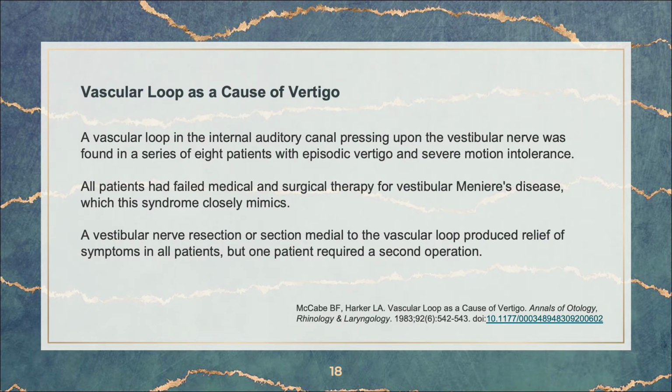More and more papers then presented case series based on their experience. 8 patients here with severe vertigo underwent surgery, including nerve resection medial to the vascular loop. Rather drastic procedure, but luckily most of the patients improved. But can we conclude that the problem was the vascular loop and not the nerve?